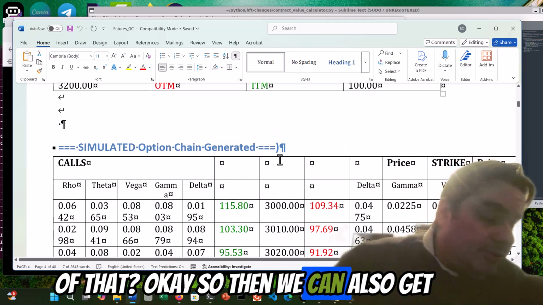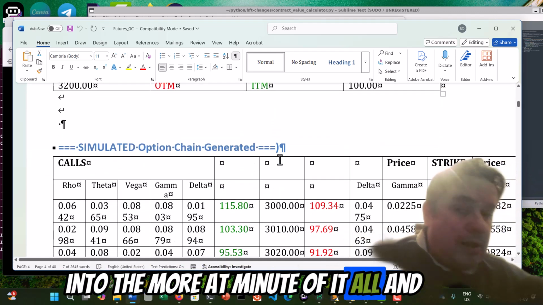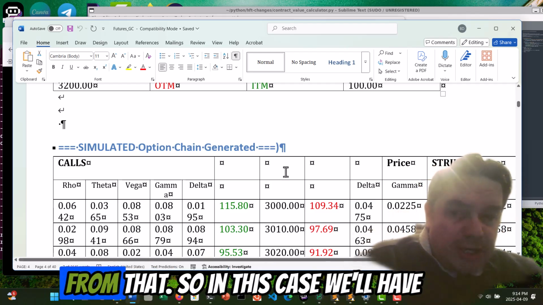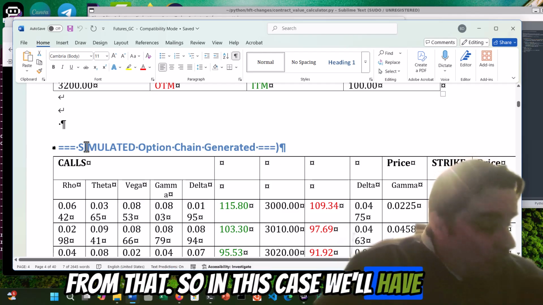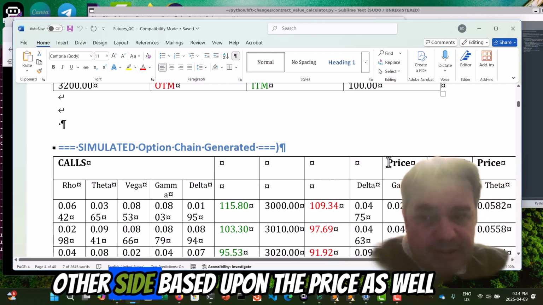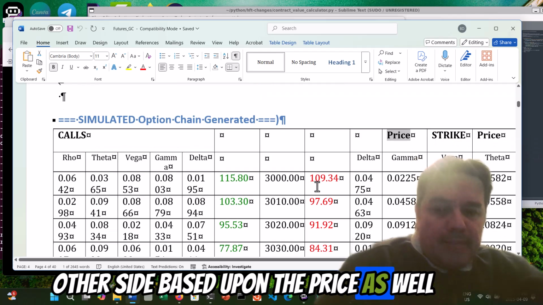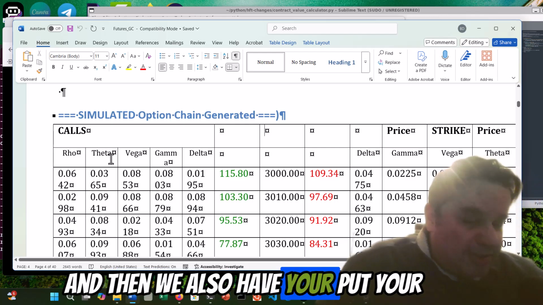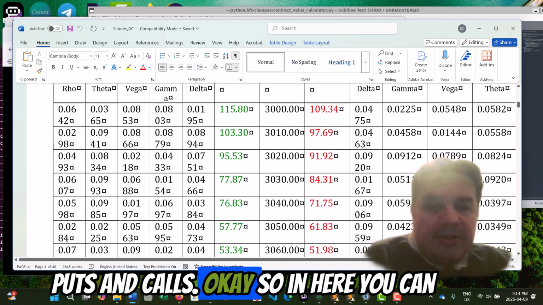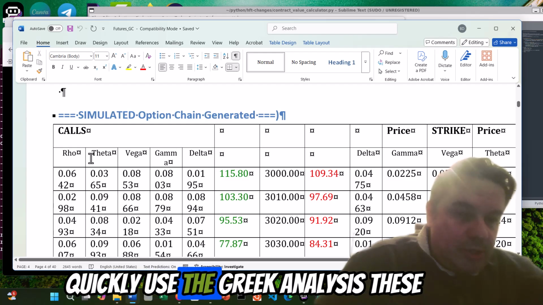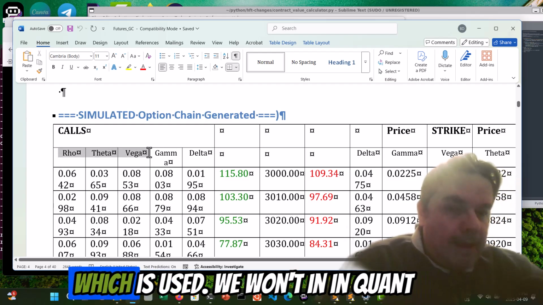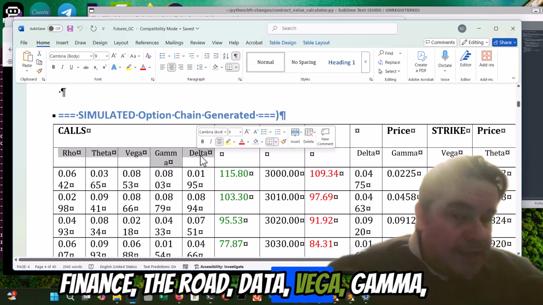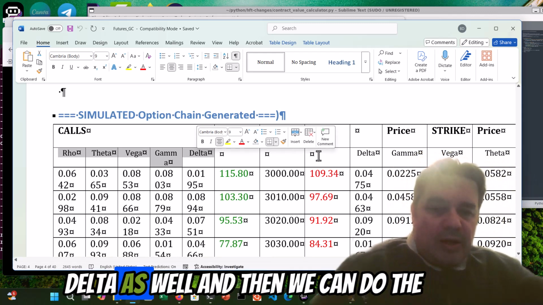Okay, so then we can also get into the more minutia of it all and look at the actual detailed option chain from that. So in this case, we'll have one side which would be your calls, the other side based upon the price as well, or really on the strike price right here. And then we also have your puts and calls. Okay. So in here, you can quickly use the Greek analysis, which is used pretty well in quant finance, the rho, theta, vega, gamma, delta as well.